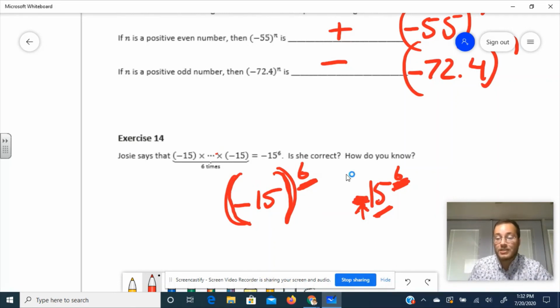So that means you would have to take 15 and multiply by itself 6 times and then take the negative of it. But if you put the parentheses around it first, this clarifies that I have negative 15 first, and that's being multiplied 6 times. So that is why Josie is not correct. You have to make sure whenever you have a negative number that you put parentheses around it.